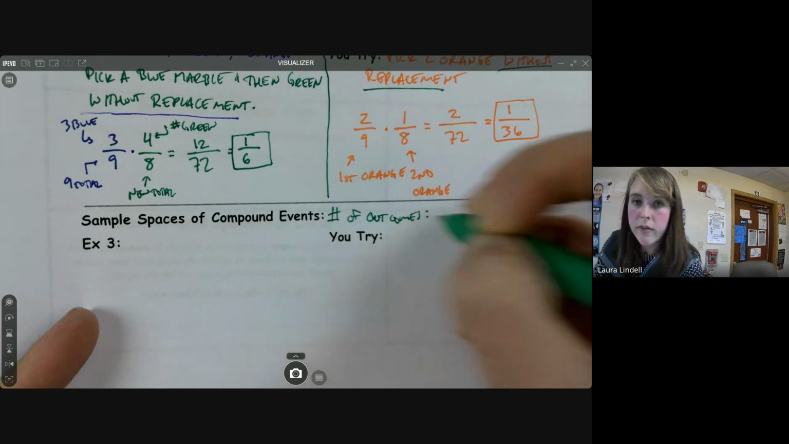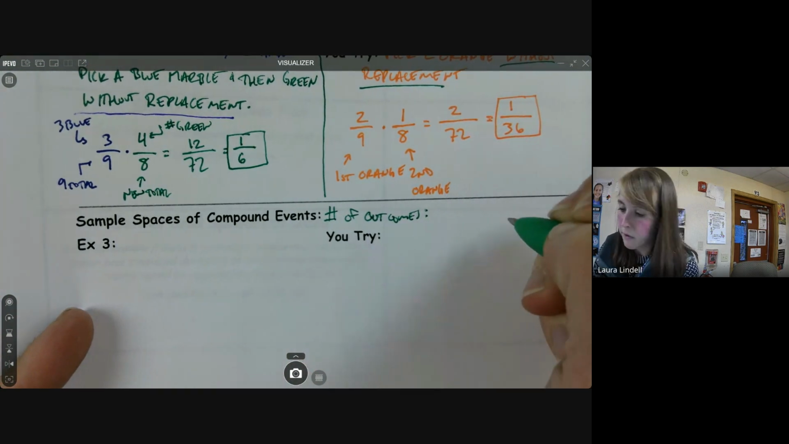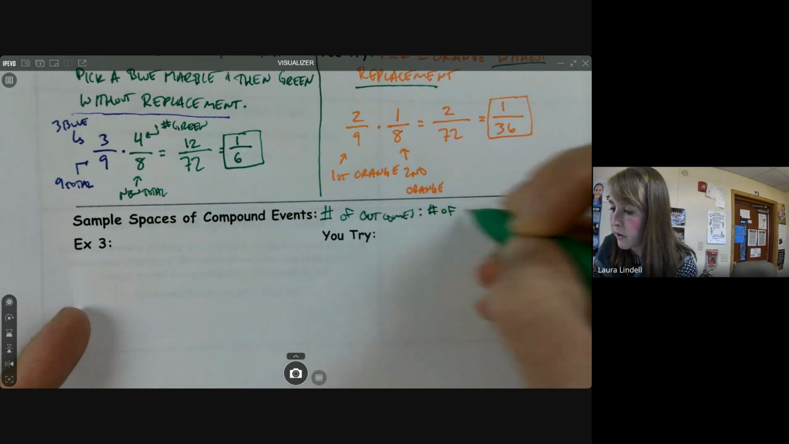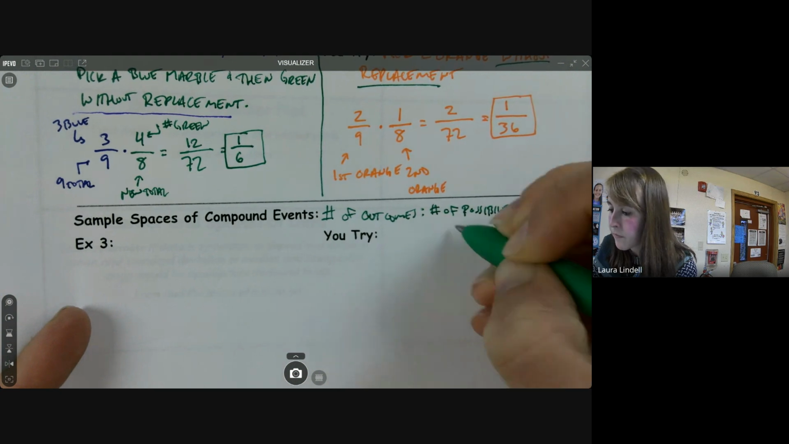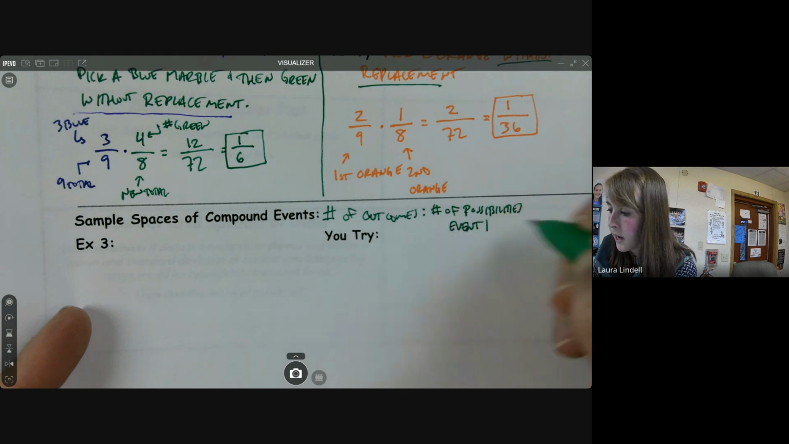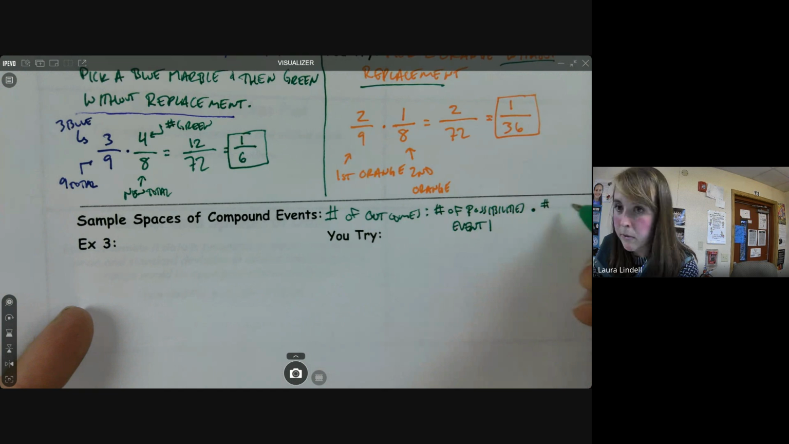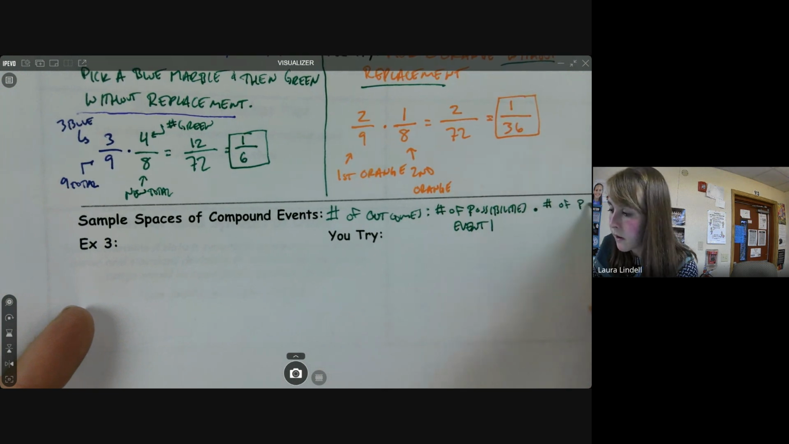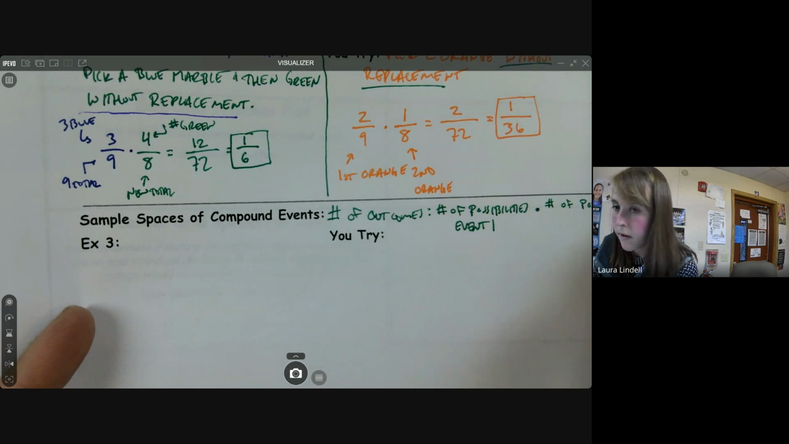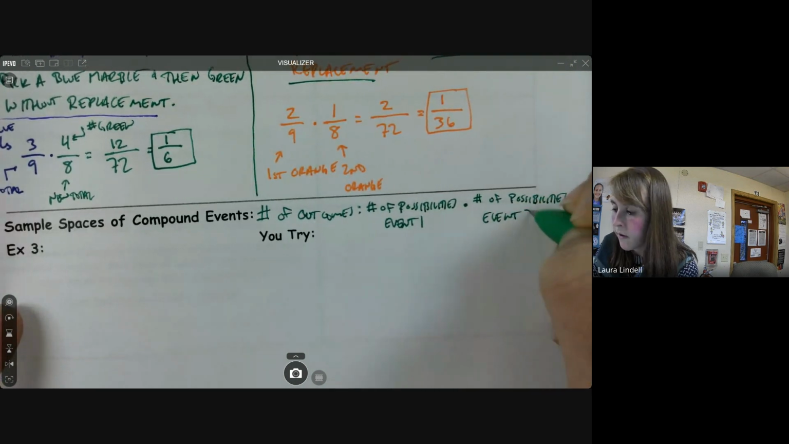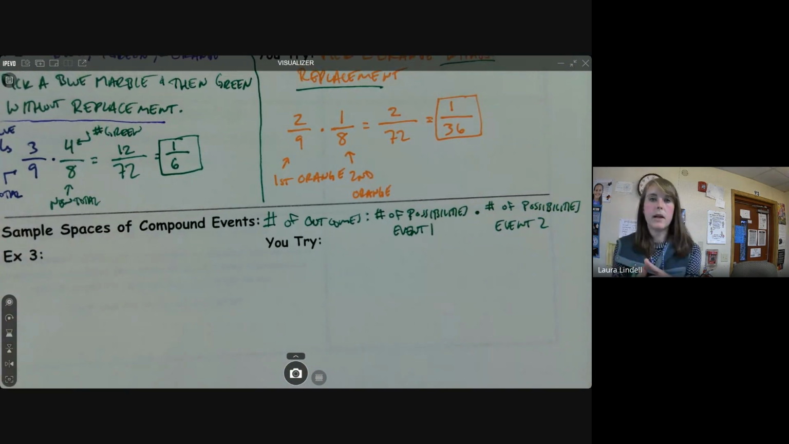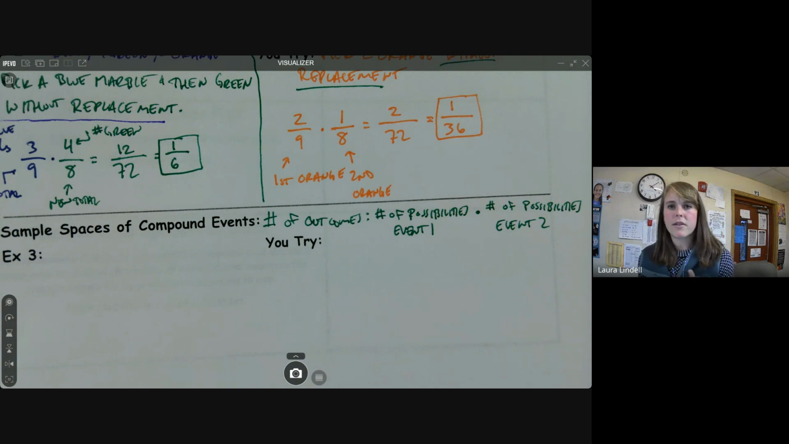And when there's more than one event, the number of outcomes is going to be the number of possibilities from event 1 times the number of possibilities from event 2. And then if there were more events, you would just keep multiplying, like number of possibilities from event 3, event 4, event 5, which gets out of hand really quickly. But let's just look at 2 events to start with.